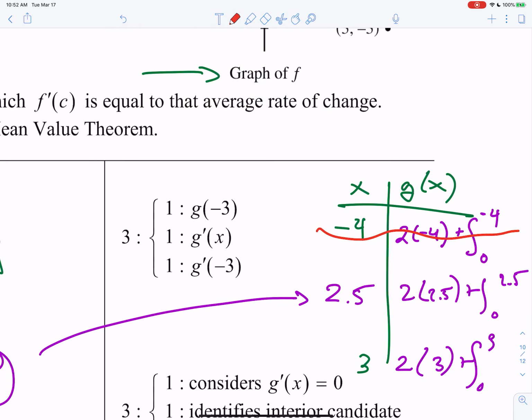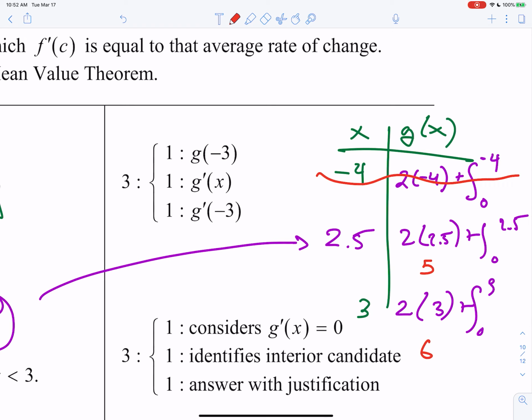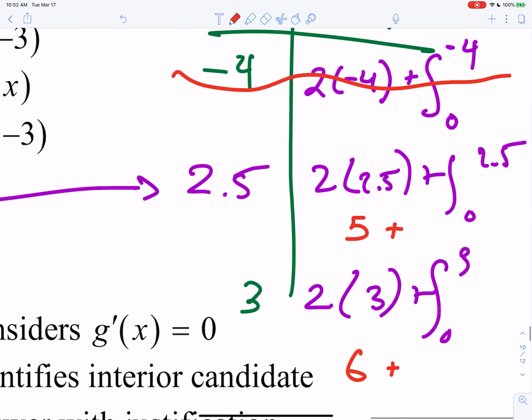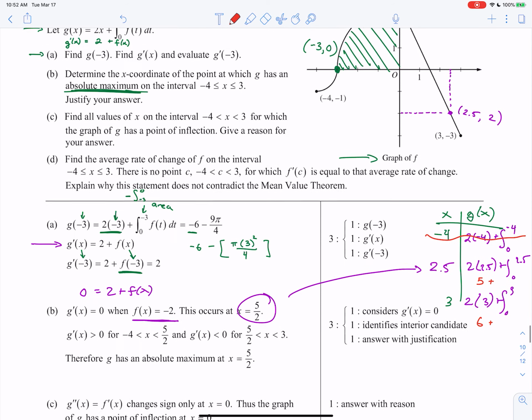Now here in the middle, I know that 2 times 2.5 is about 5. 2 times 3 is about 6. And this is where the analysis comes in. We have to know what these integrals come out to. So I'll start off with the bottom one here. The integral from 0 to 3, remember, integral is really finding the area.